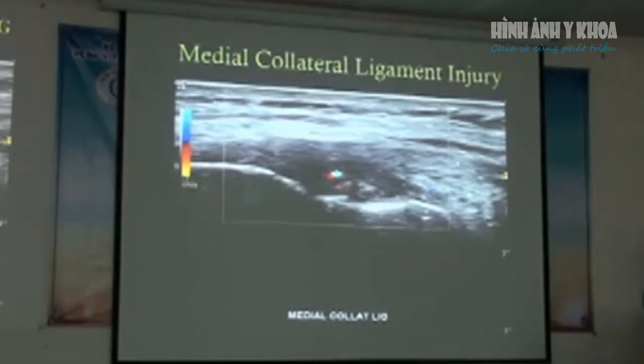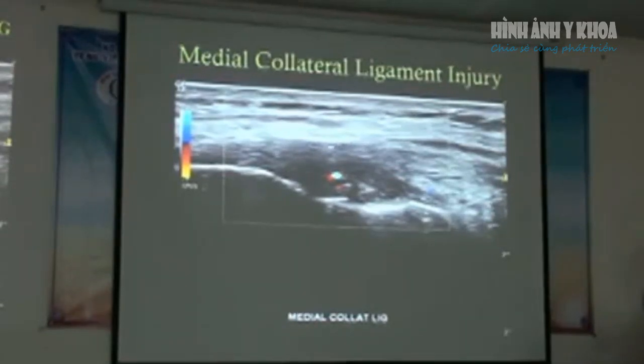So you can see here, this is just a very short segment of the normal appearing medial collateral ligament, but all of that area there has been strained. So that's a very high grade medial collateral ligament injury.